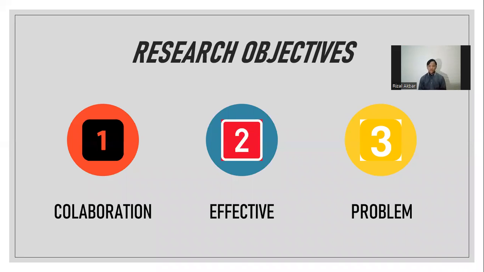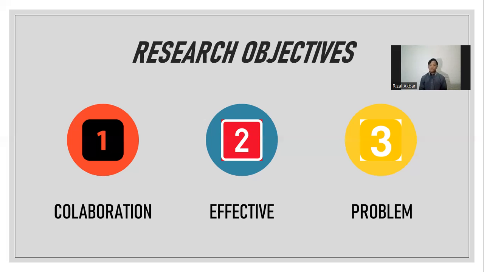Research objective. This research has three research objectives. First is collaboration, two is effective, and three is problem. First is collaboration. How can Zoom, Classroom, and quizzes collaborate to make an effective teaching and learning process by those three applications? Two is effective. This is tangled with the first one. How can Zoom, Google Classroom, and quizzes be effective in the teaching and learning process in the pandemic era?